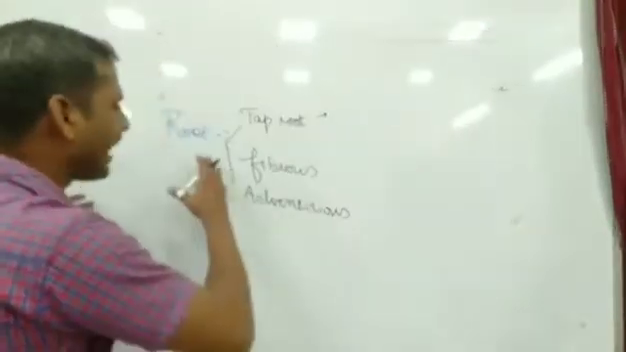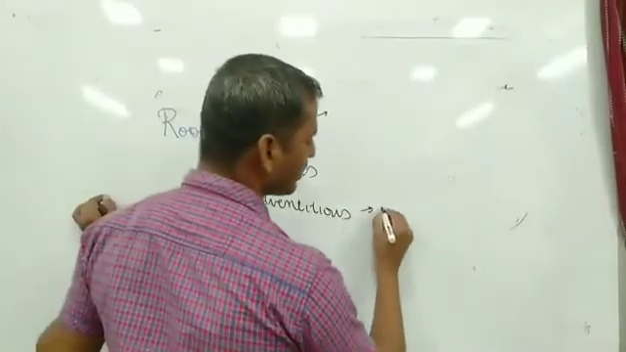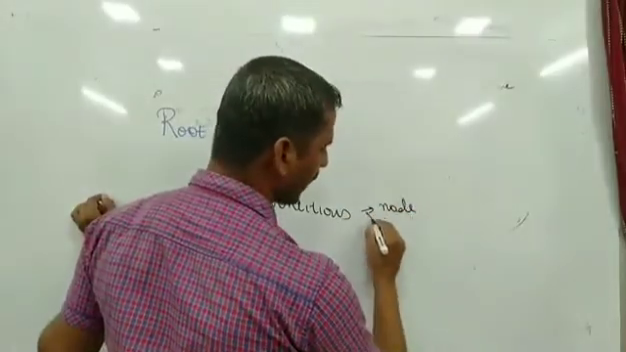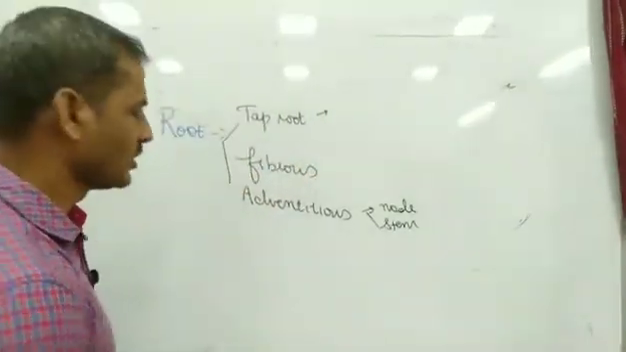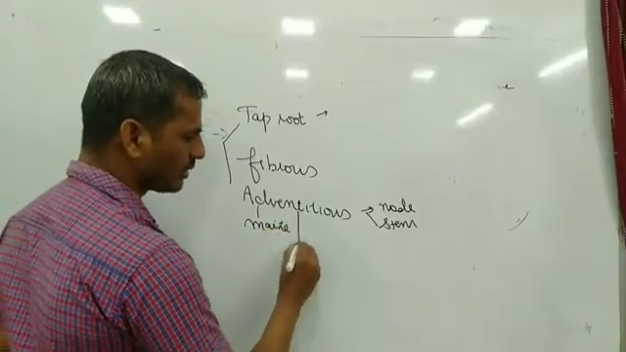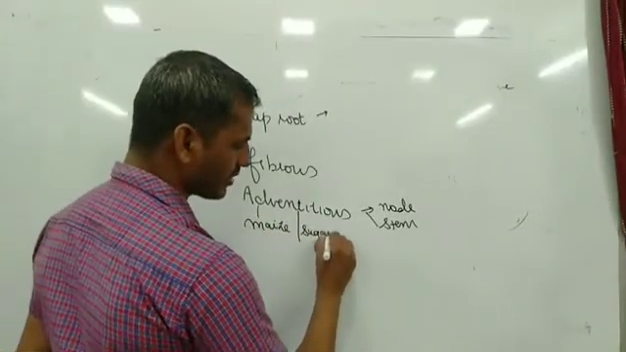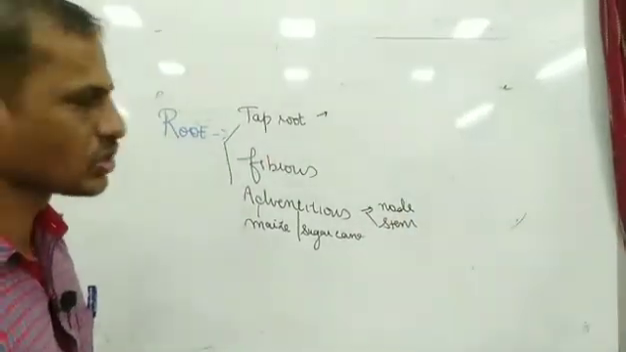Adventitious root: any part of the plant other than the root system, either developed from the node region or from the stem, is called an adventitious root. This kind of root is very common in maize and sugarcane.